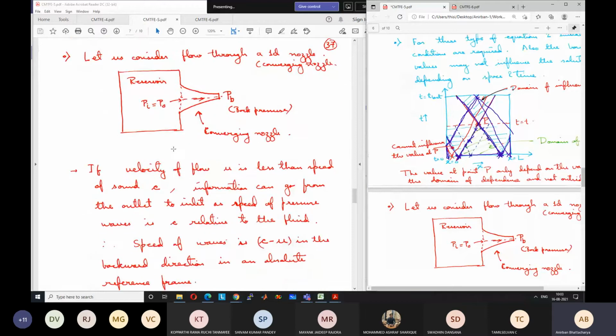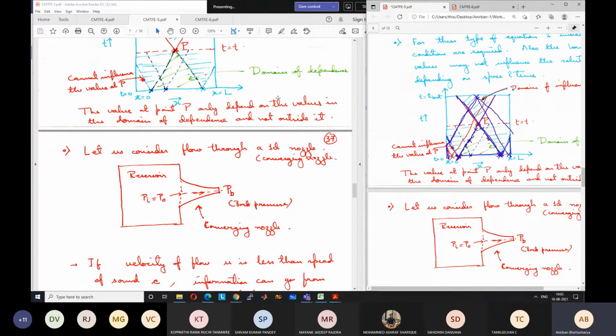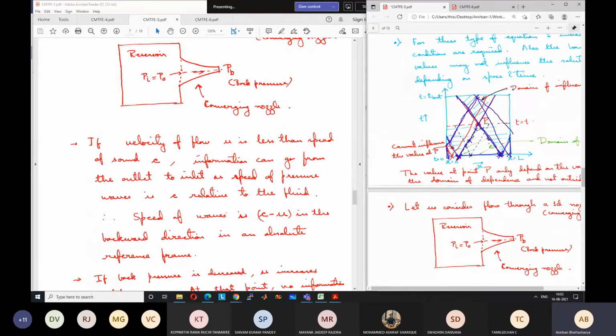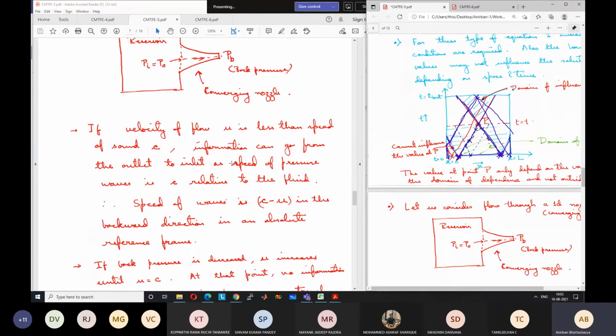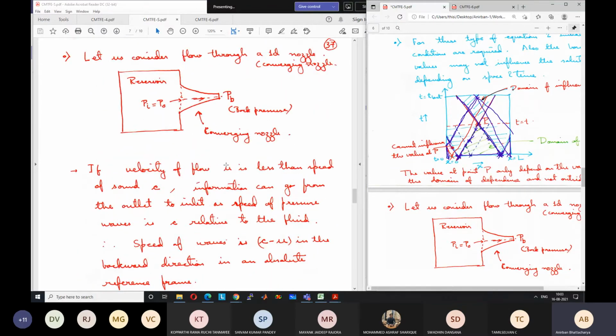Anyway, why am I discussing this? Because it's also related to this type of problem. Okay, so it's a pressure fluctuation. If the velocity of flow u is less than the speed of sound c, information can go from the outlet to the inlet as the speed of pressure waves is c relative to the fluid. So the speed of waves is c minus u in the backward direction in an absolute reference frame. If the back pressure is decreased, u increases until u becomes equal to c. At that point, no information about any change in pressure can travel back to the inlet. This is known as choked condition. Okay, now you understand why actual choking occurs, instead of just trying to memorize.